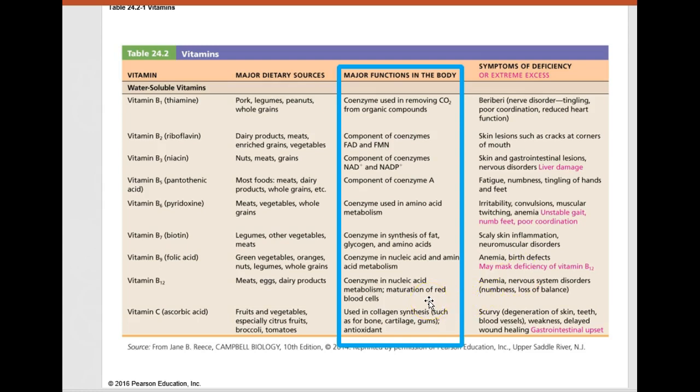B12, again, almost exclusively found in red meat and animal products, is required to complete maturation of red blood cells from the reticulocyte to the mature red blood cell that is anucleate, meaning it doesn't have a nucleus. Vitamin C is most important for us in terms of collagen formation. And we just talked about what collagen is used for. And remember, when we say collagen, we actually mean collagens. It's a group of proteins.